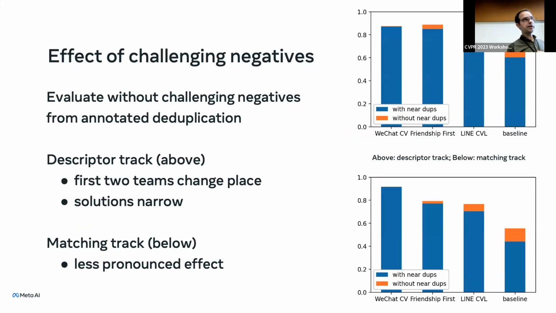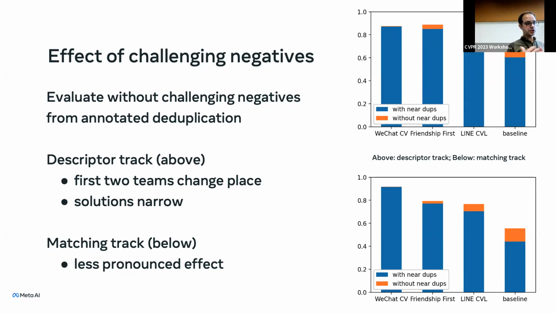One last thing we consider is the effect of the challenging negatives that we found using human annotation in the dataset deduplication step. So these were the challenging negatives that we added here in the video similarity, but we were missing in the image similarity challenge. As we evaluate with and without these challenging negatives, we essentially find that without them, all solutions improve somewhat, although the first place team is not affected very much by this.